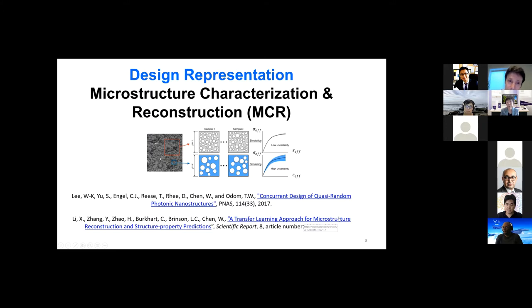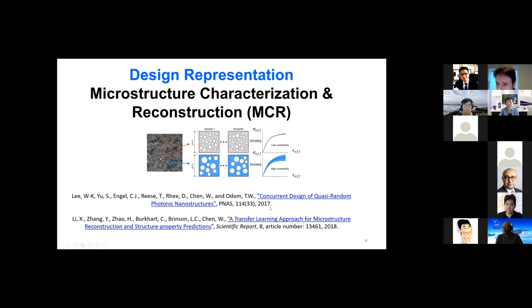I kind of feel the community has converged on some of the most useful methods in this domain. So the first topic is what we call MCR, microstructure characterization and reconstruction. This is very important when we want to consider phenomena at the lower scale level and when we want to do material design. Characterization is to use image-based methods to extract information and come up with a representation. And reconstruction is to try to build statistically equivalent microstructures so that you can feed them to computer simulation.